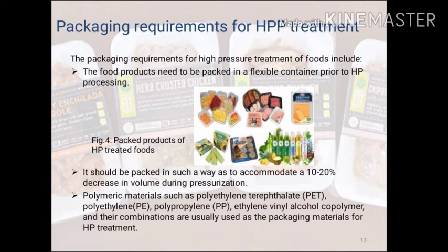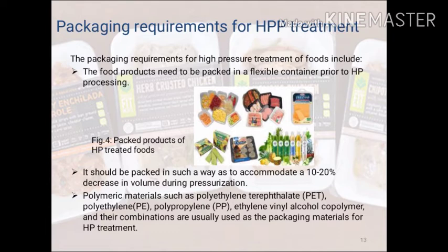It should be packed in such a way as to accommodate a 10 to 20% decrease in volume reductions during the pressurization process. So, considering that the packaging materials should be flexible enough to transmit pressures and withstand the volume change, the materials such as glass, metals, and papers are excluded in this type of packaging requirements.